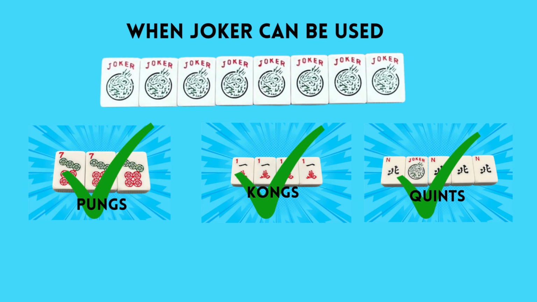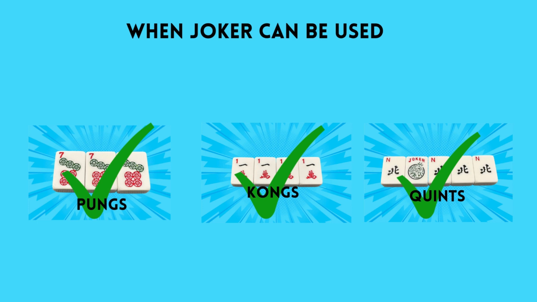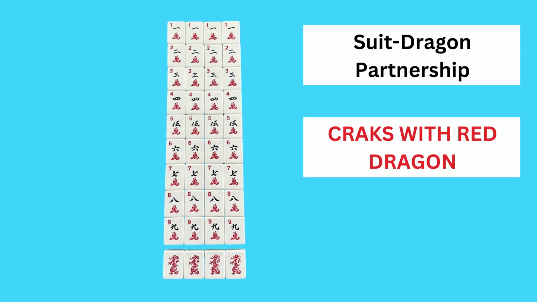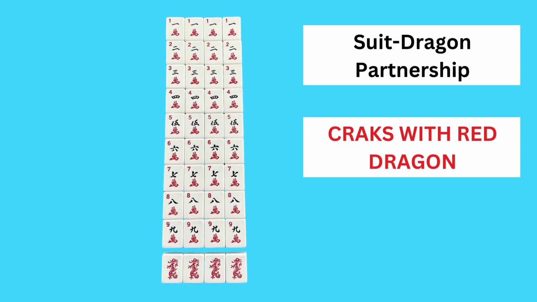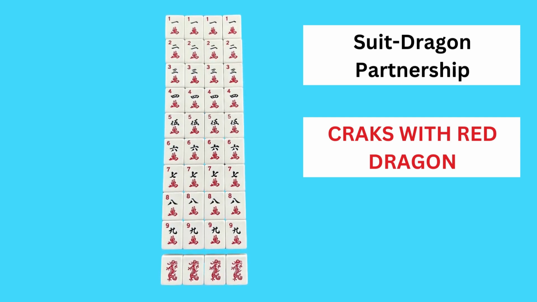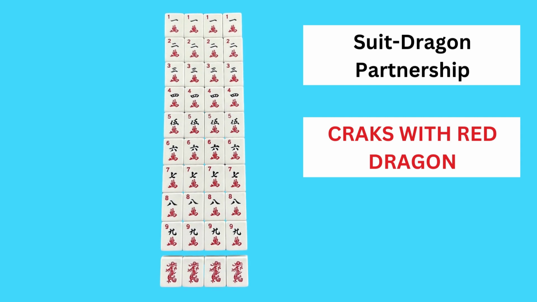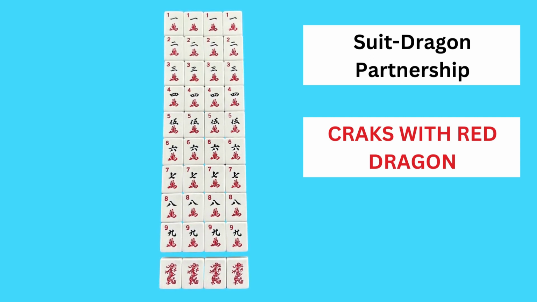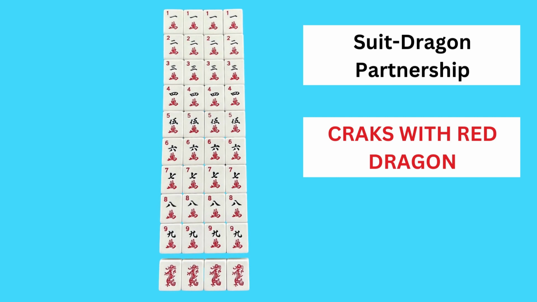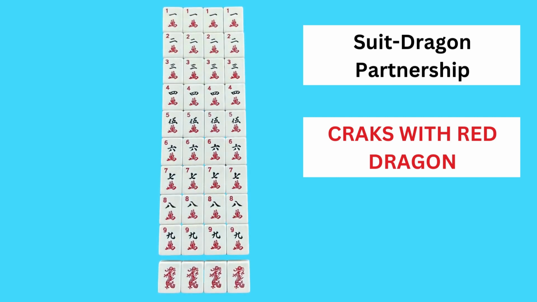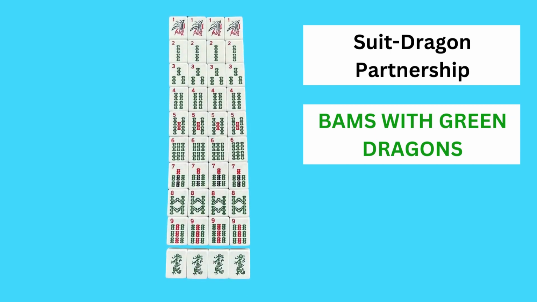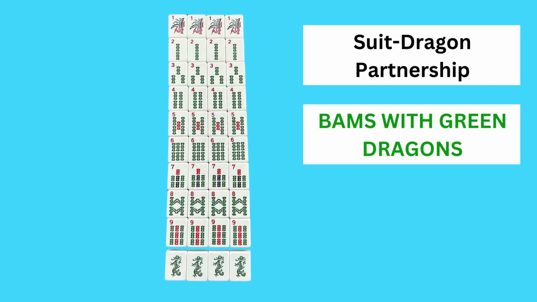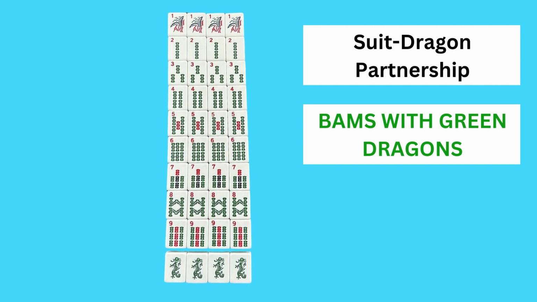Now we move on to our suit dragon partnerships. The first partnership is the red dragon and the cracks. And because these match in color, it's very easy to remember this partnership. The next partnership we have is the green dragon and the bams. They are green in color, so it's very easy as well to identify this partnership.